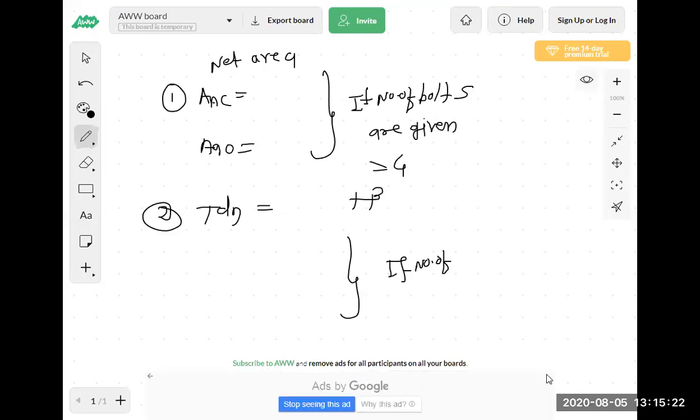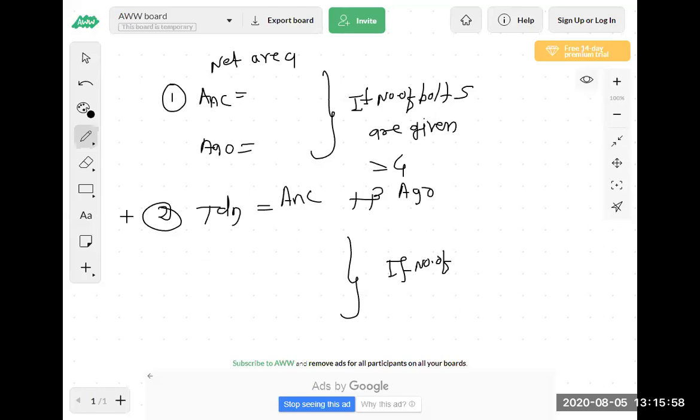Why do you have to use the ANC and AGO formula? Because while calculating TDN, the design strength due to rupture of critical section, in step number 5, you have to use the formula of beta, and here ANC and AGO are there. These two areas we use in the TDN formula. We calculate ANC and AGO when the number of bolts is given. Now this is the first condition.